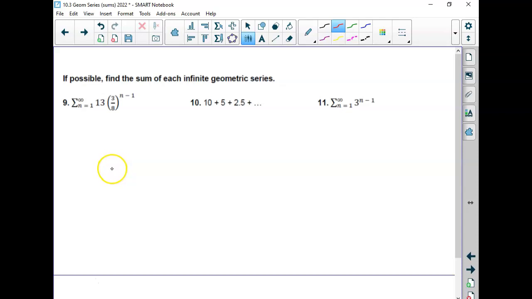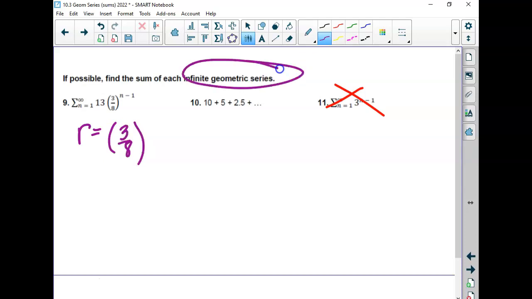These are supposed to be infinite geometric series. I am not going to ask you one like this on a quiz, but let's do these real quick. Can you tell what they're multiplying by on number 9? What is R? 3/8. Remember, infinite geometric series only works if the absolute value of R is less than 1. Is this less than 1? Yes. And then the formula is very simple.